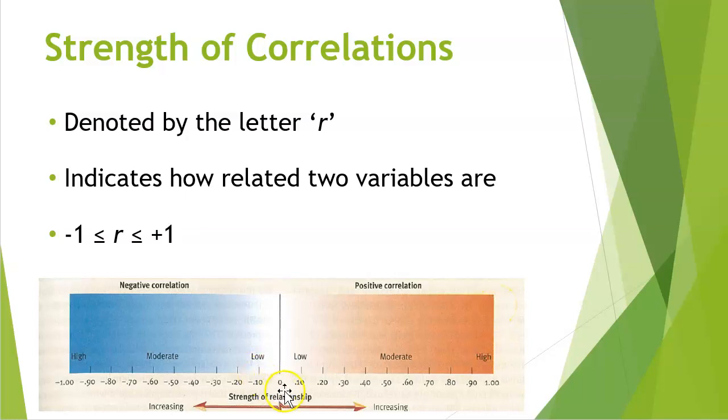So then we've got this 0 right in the middle. And so you're probably asking, well, what is 0? If it's not negative and it's not positive, what we call an R of 0 is no correlation. In other words, there's no relationship between the two variables.